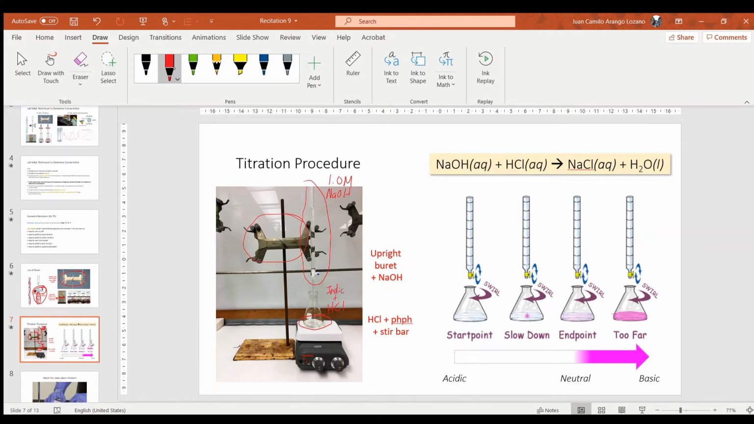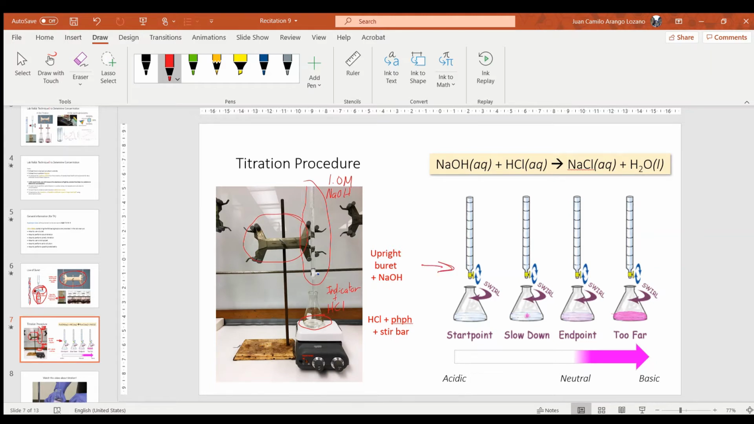And that's basically what's going on in there. Now, what's the indicator? Well, the indicator is the one that is going to allow you to see a change in color when you start adding the sodium hydroxide to your titration. If you do not put the indicator, you will never be able to see the change in color that is described by this cartoon over here.